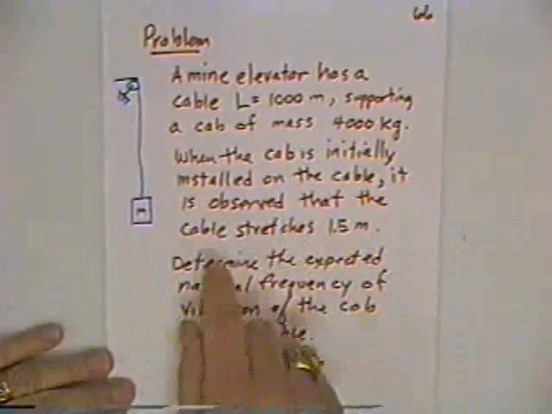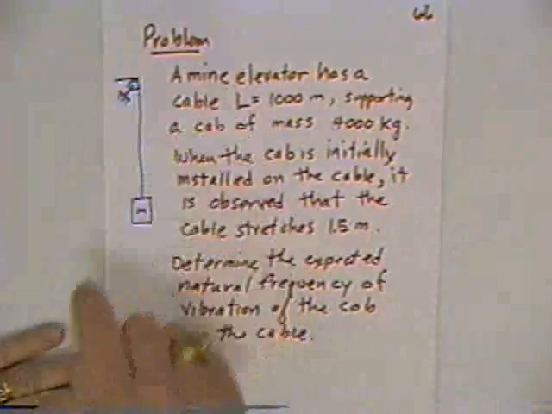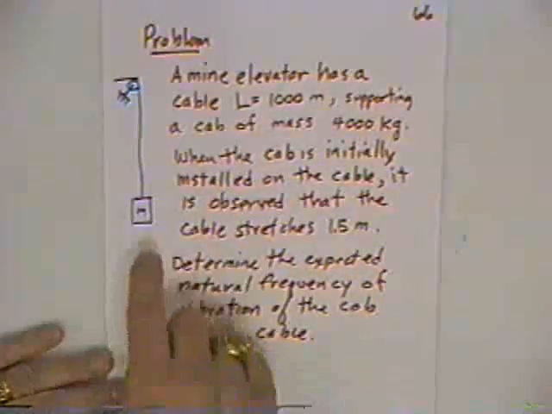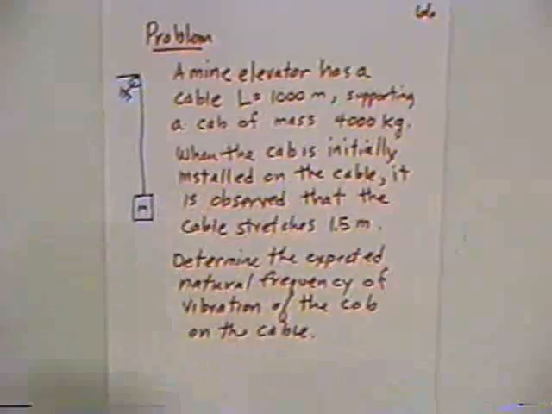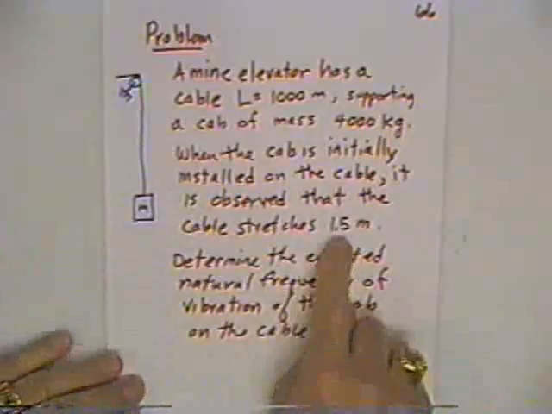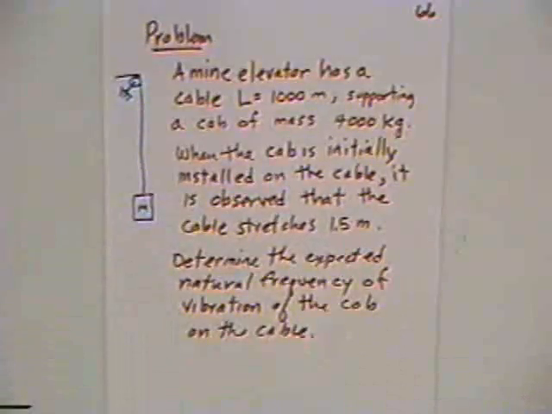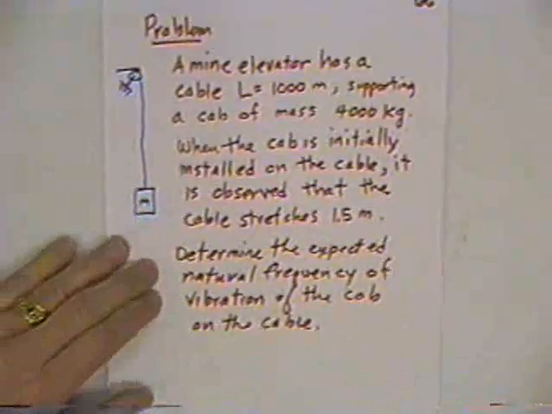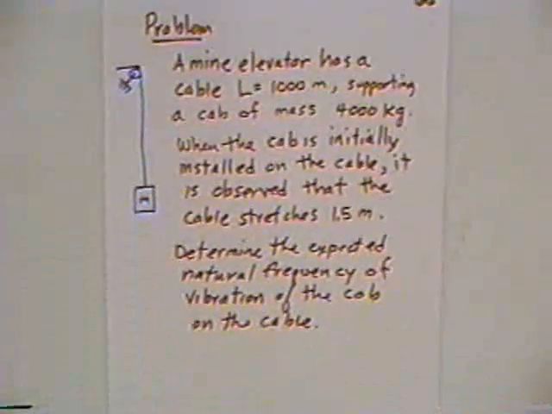When the cab is initially installed on the cable, they spool the cable out for some reason. They get the cab in the bottom, let it hang down there, and hook the cab on it, and they observe that it deflects 1.5 meters. And the mine health officer comes to you and says, I need to know what the expected natural frequency of vibration of the cab is, because certain natural frequencies tend to make your miners sick, give you an upset stomach. And that's the challenge here. Let's see if we can do it.